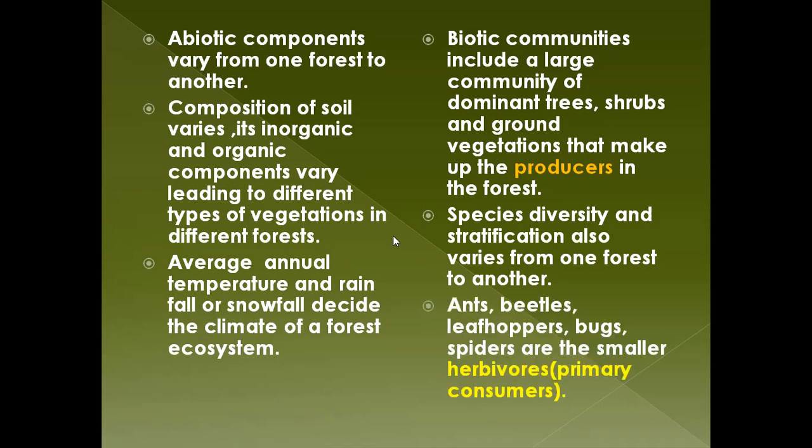Ants, beetles, leaf hoppers, bugs, spiders, and the smaller organisms are the smaller herbivores or primary consumers, we can say, in the forest ecosystems, which mainly feed on the plant or plant products.